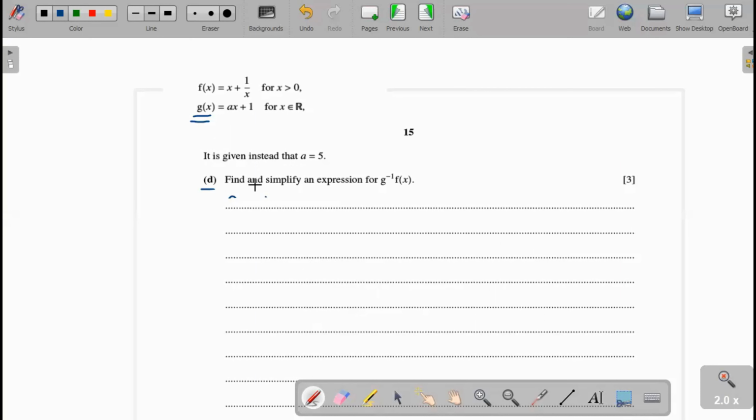Part B, find and simplify the expression g f inverse of x. Now, firstly, we find the g inverse of x here.